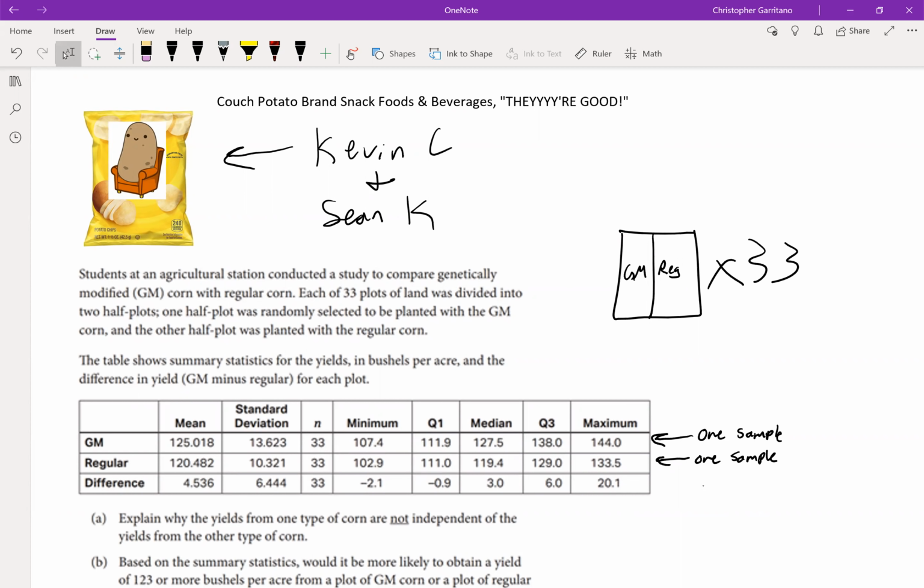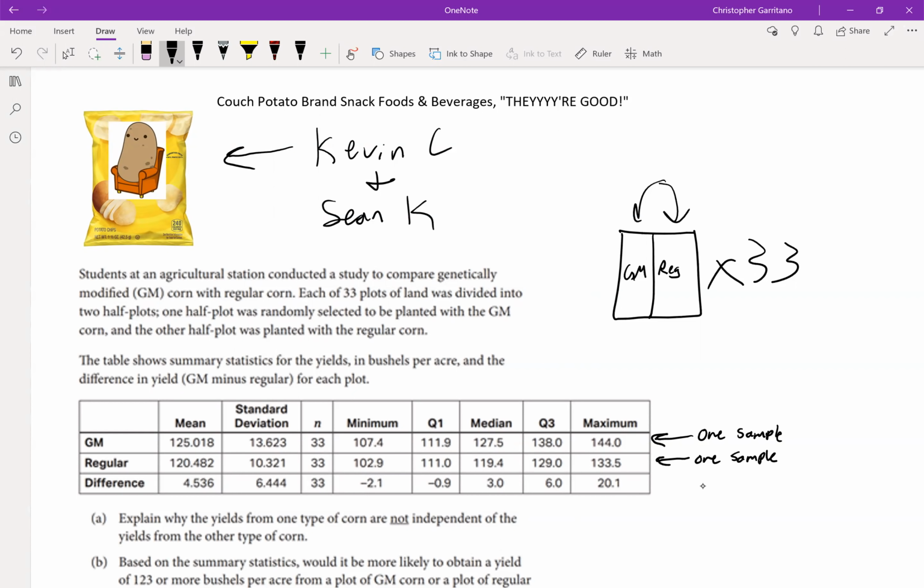But anyway, there's a situation where students are conducting a study. They're comparing genetically modified corn to regular corn. They have 33 plots of land, and each plot of land is divided into two half plots. And then there's a random selection. So basically, genetically modified will be randomly placed in one of these two slots, and then regular will be placed in the other. And that occurs 33 times. All right, so there's some sort of randomization going on here.